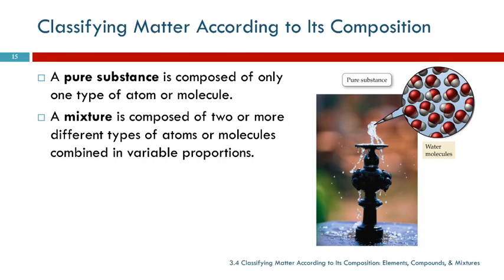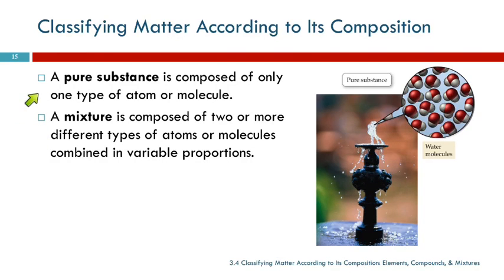Another way to classify matter is by looking at what composes the matter. Is it composed of different kinds of particles? Are all the particles the same? Are the particles atoms or are they molecules? So two broad categories are pure substance and mixture.